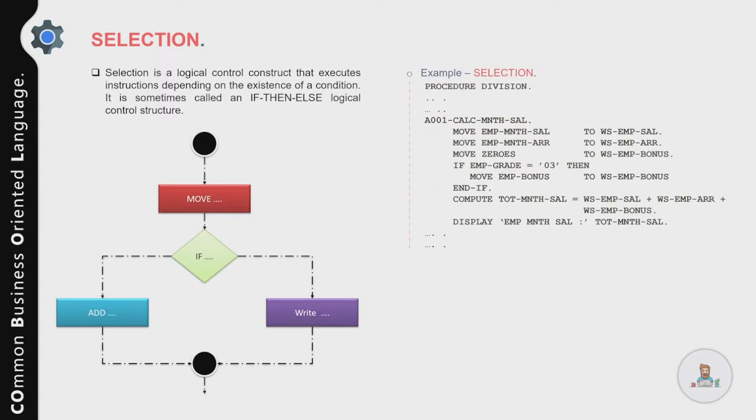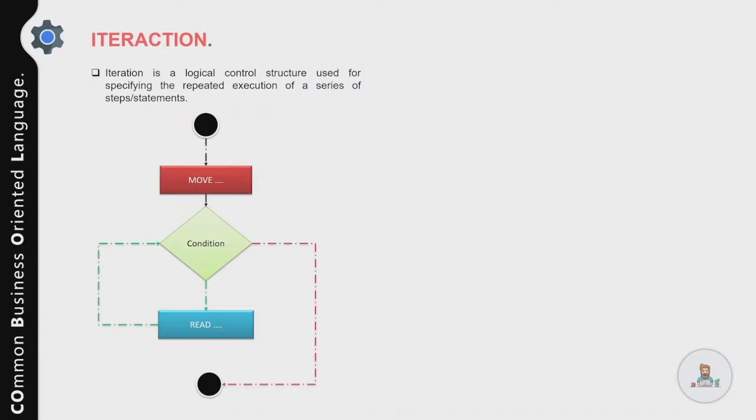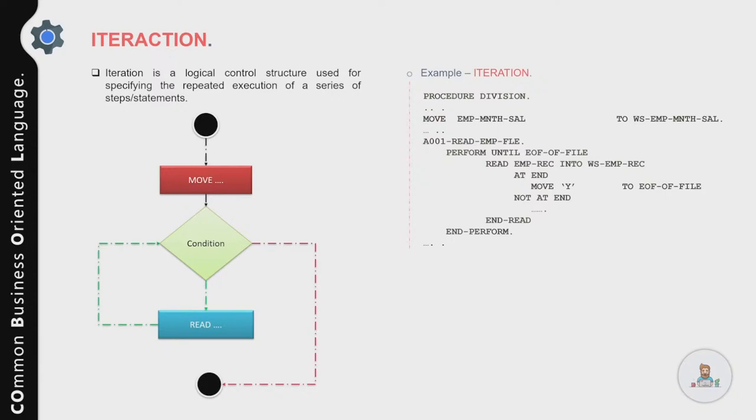Now let's talk about our next logical control structure, that is iteration. So iteration is a logical control structure used for specifying the repeated execution of a series of statement or steps. So in the following diagram, first of all, the move statement will be executed, and after that, the read statement will be executed continuously in a loop till the time the condition is satisfied. Now let me showcase the same with the help of an example.